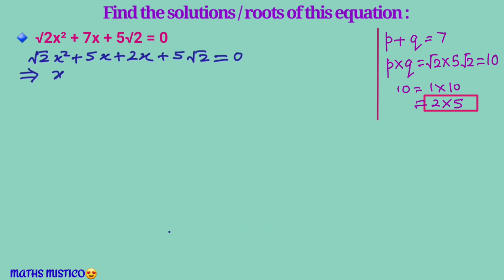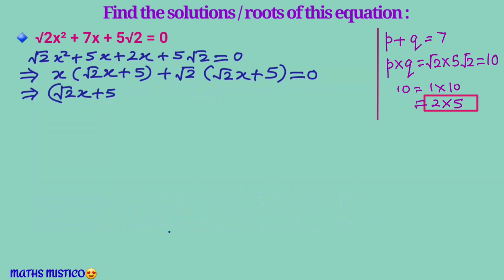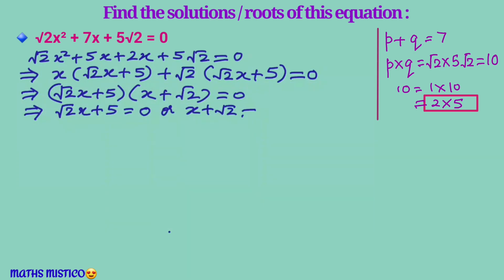Taking x common from the first two terms, we get root 2x plus 5 in the bracket. From the second part, root 2 is the common factor and again we are left with root 2x plus 5 in the bracket. Taking root 2x plus 5 common in the next step, we get another bracket x plus root 2. As the product is equal to 0, this implies root 2x plus 5 equal to 0 or x plus root 2 equal to 0. Simplifying them, the values of x are minus 5 by root 2 and minus root 2. These are the roots of this equation.